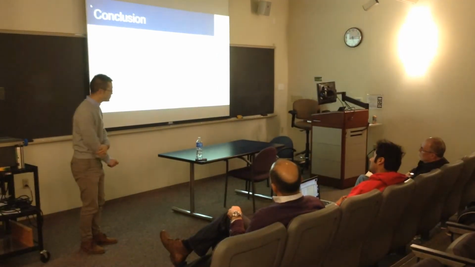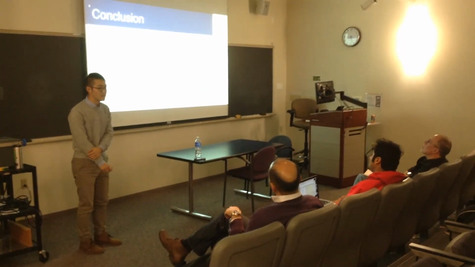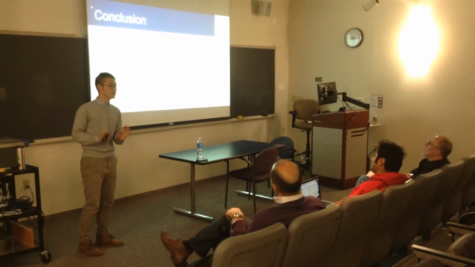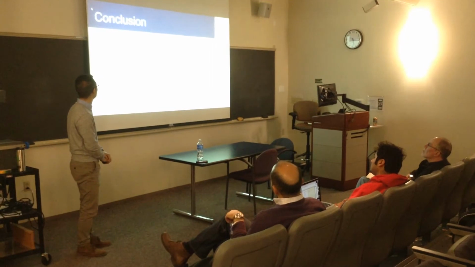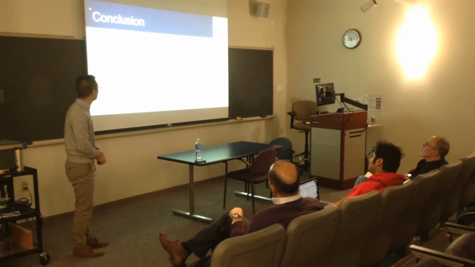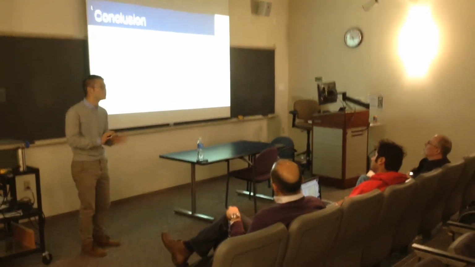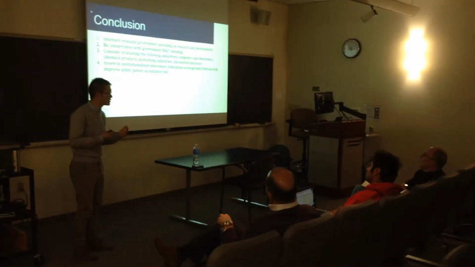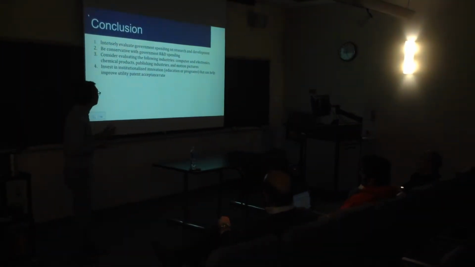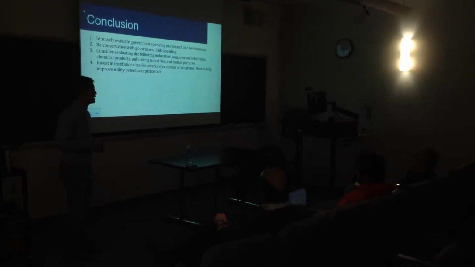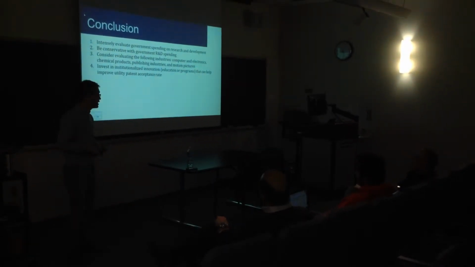And so, lastly, my recommendations to the state of Massachusetts are boiled down to 4 simple points. The first one is that I would recommend that the state of Massachusetts intensely evaluate government spending on research and development. It is not sure exactly how the results work. And because of that, I would secondly recommend that they should be conservative with government R&D spending. Really be careful about how you budget it.